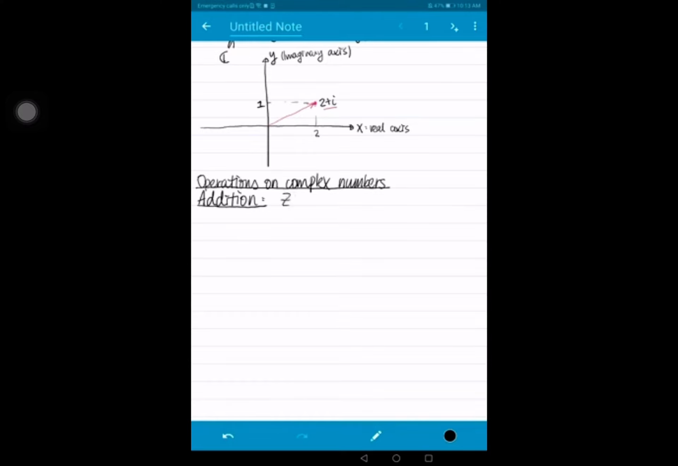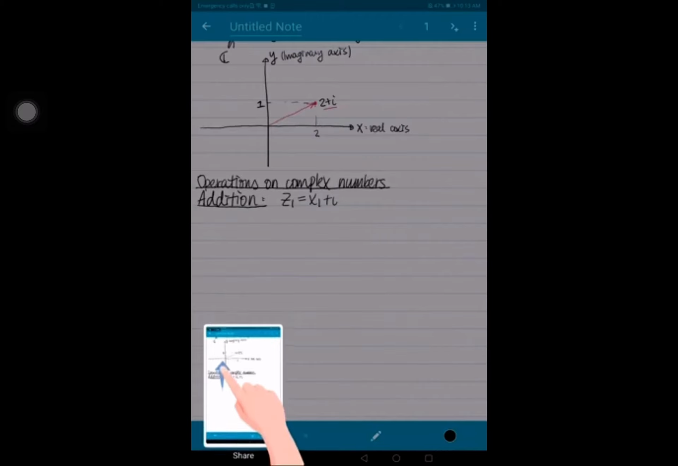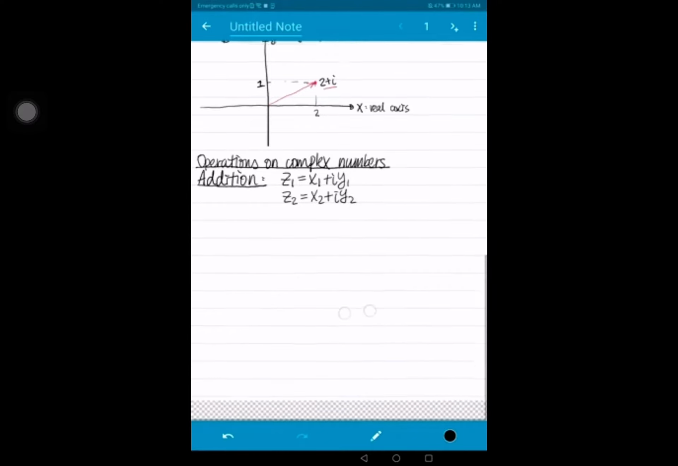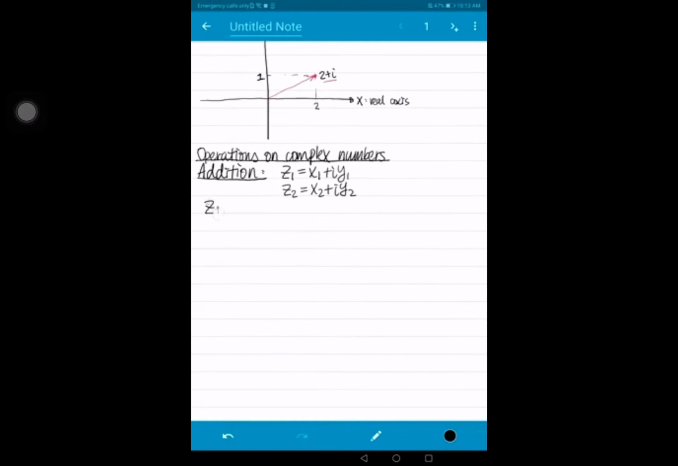So suppose I have the first complex number, Z1, which is x1 plus i y1, and the second number is Z2 equals x2 plus i y2, right? So I want to add Z1 and Z2. So this equals x1 plus i y1 plus x2 plus i y2, right? So I just copy down what is Z1 and Z2. So how do I add them?